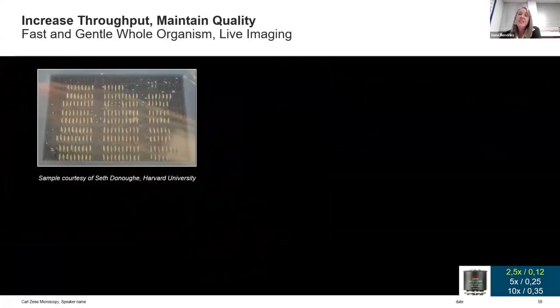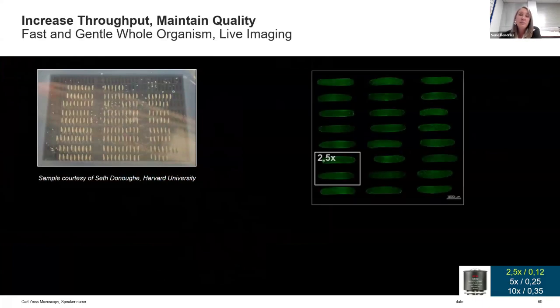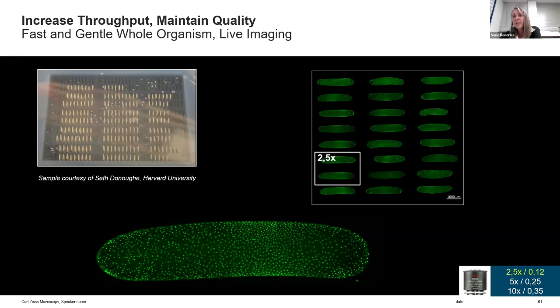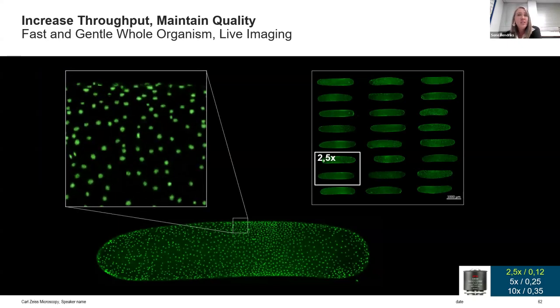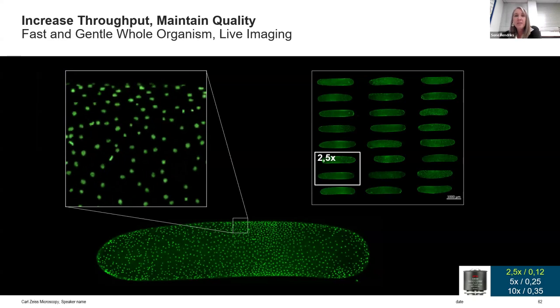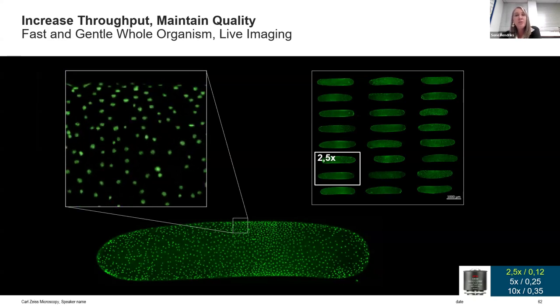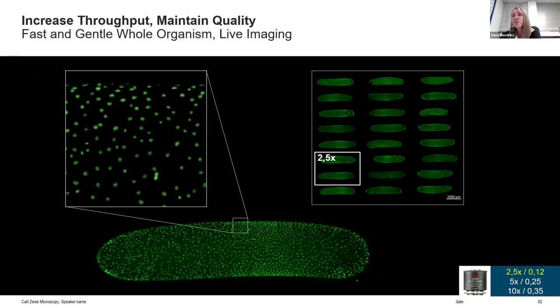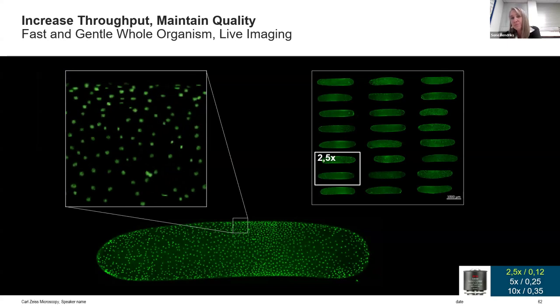If you want to look at medium-sized samples, such as example of live cricket embryos development, where the nucleus is labeled by GFP, you can image multiple crickets in a nearly synchronized way. And looking at the acquired images closely, you can even observe cellular events such as cell division and track individual cells while being super gentle to your sample.